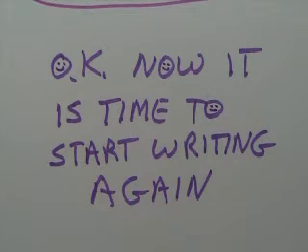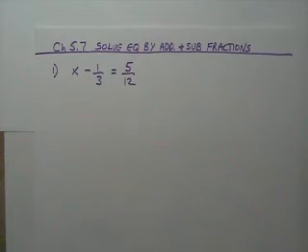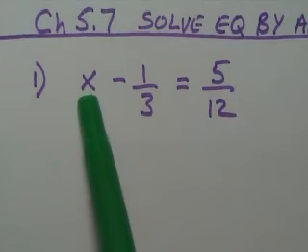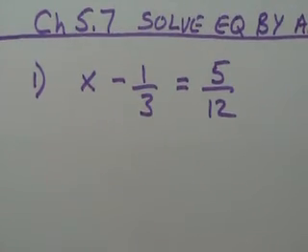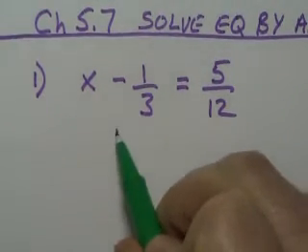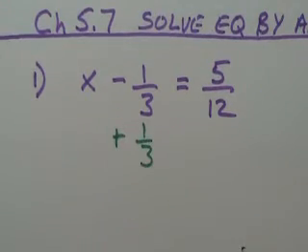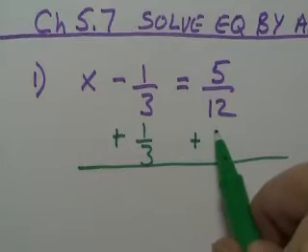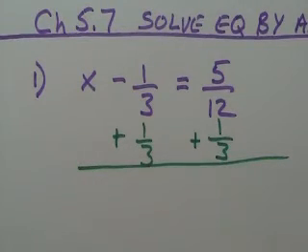Okay, now let's continue on with our notes. Okay, we'll do 4 examples. Okay, remember I want x by itself. So to get rid of negative 1/3, I would go ahead and add 1/3. But you have to do it to both sides. Over on this side, I need to add 1/3.